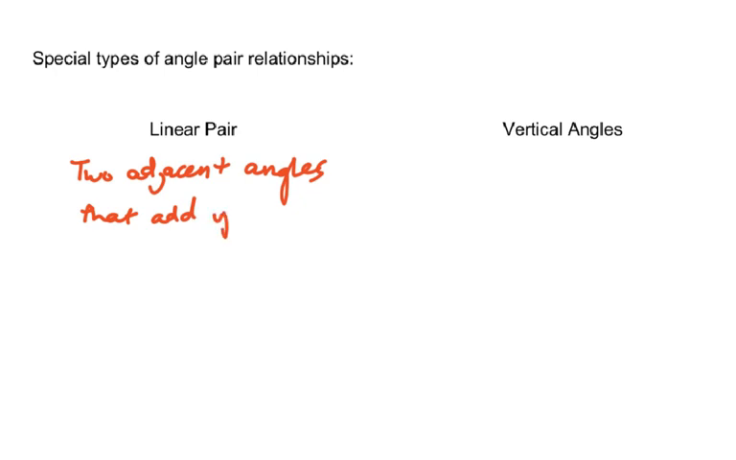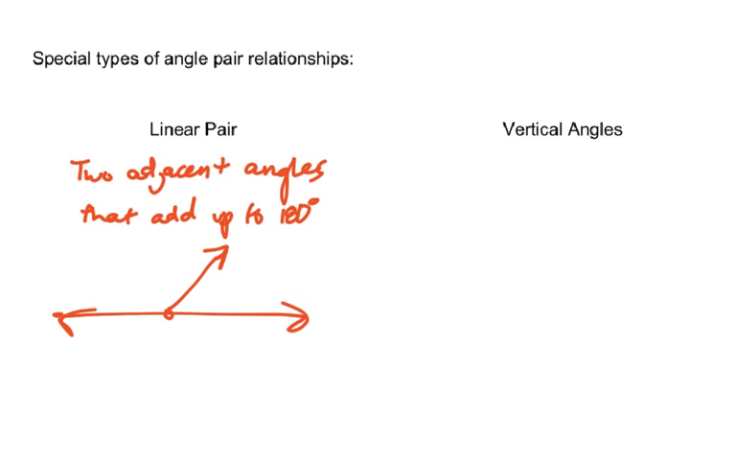So there are special types of angle pair relationships. A linear pair is two adjacent angles that add up to 180 degrees. It's basically a straight line with another angle jutting out of it. That is a linear pair.